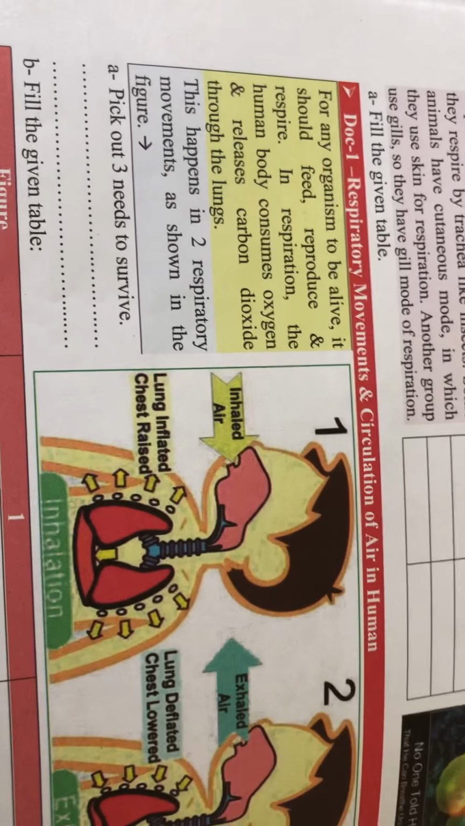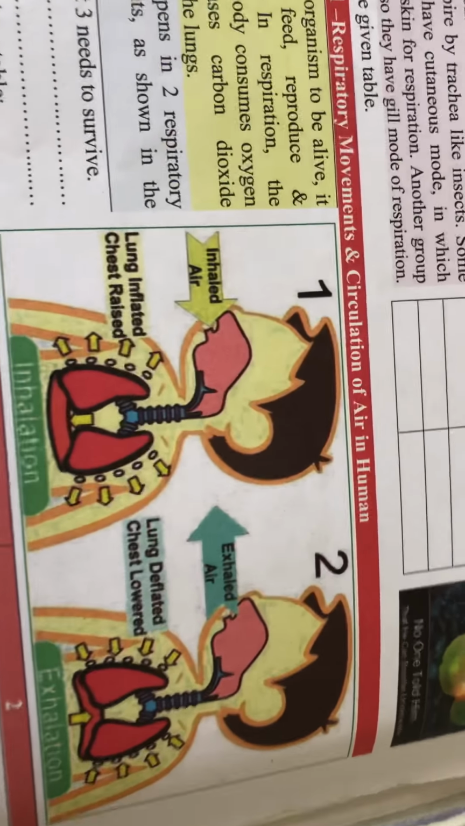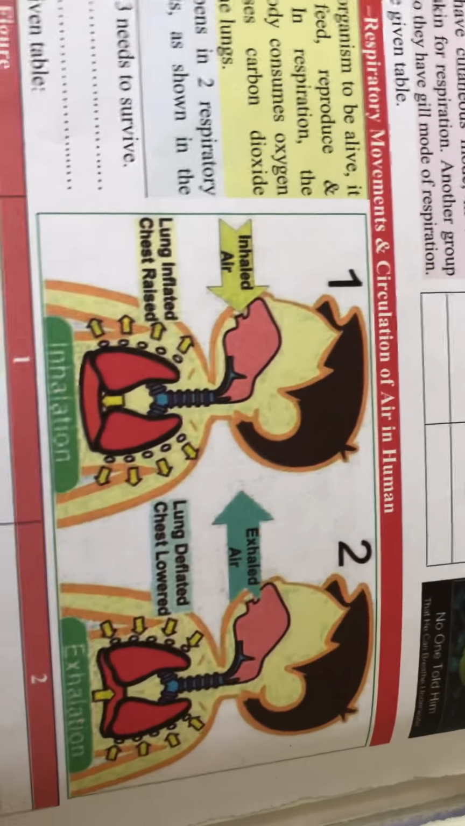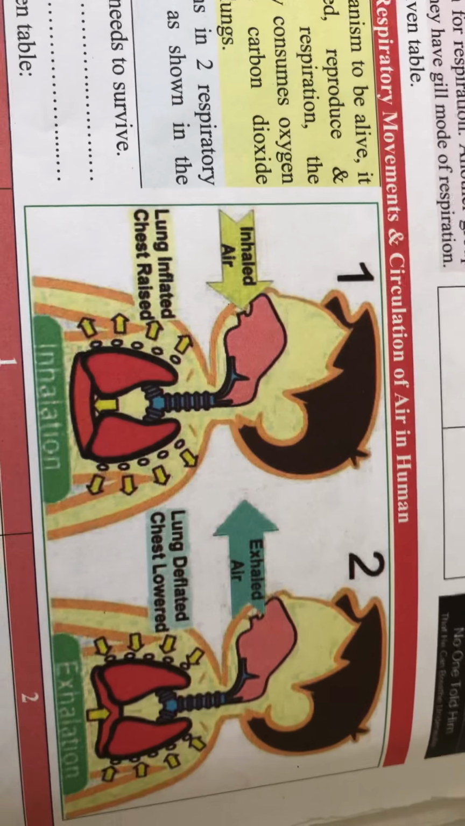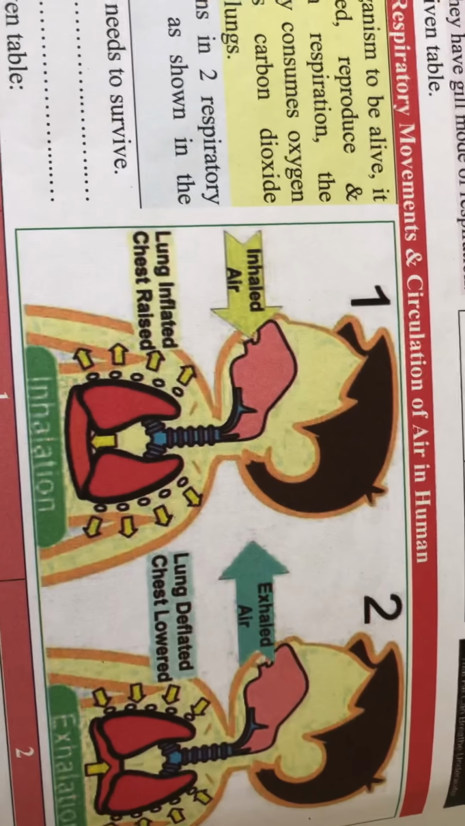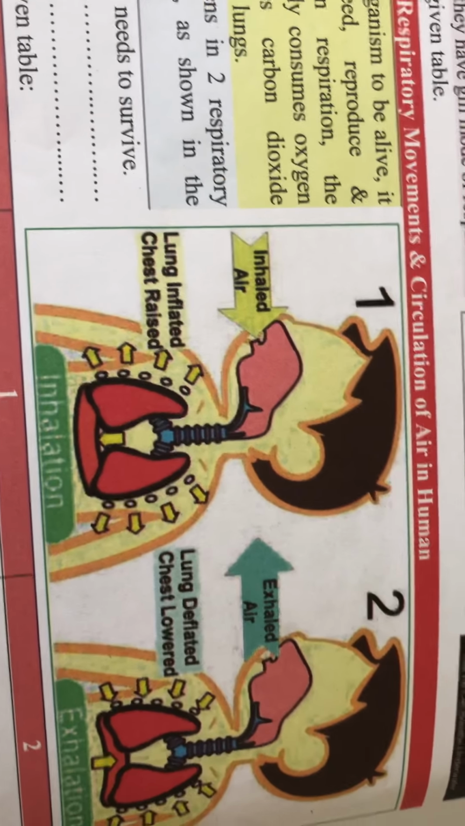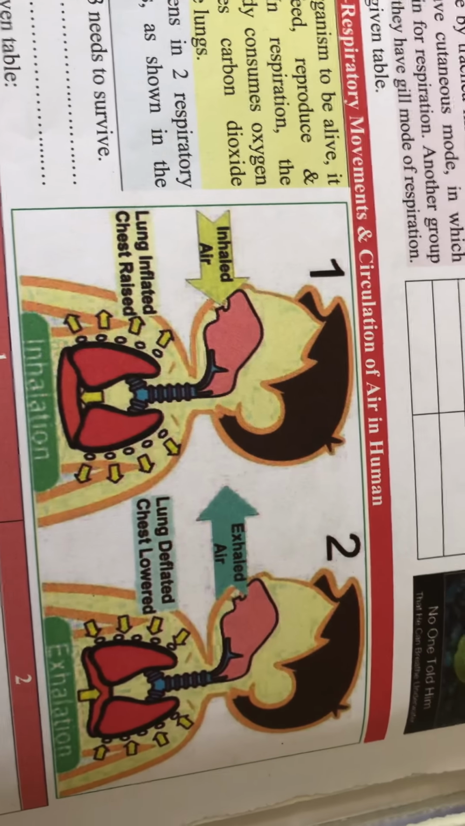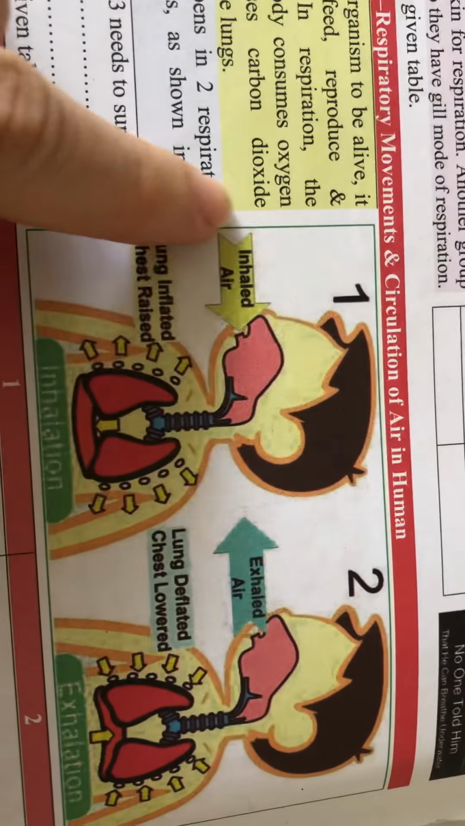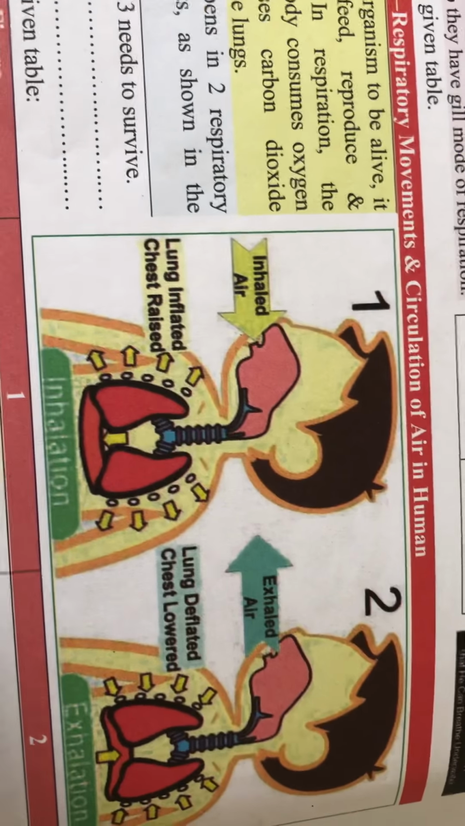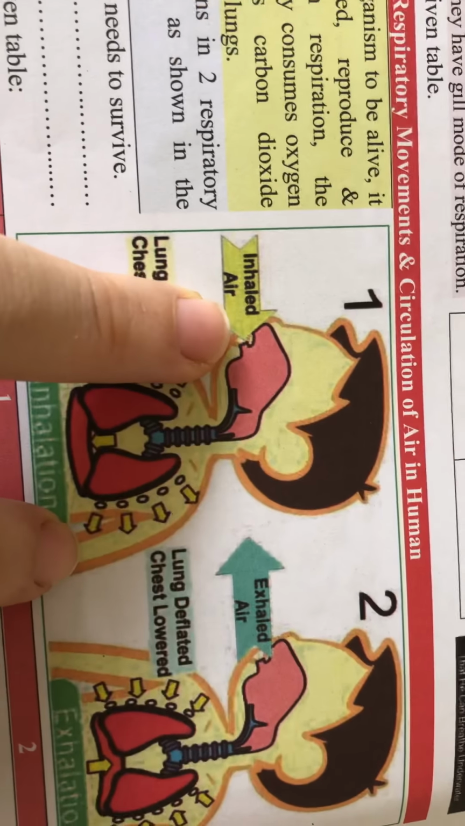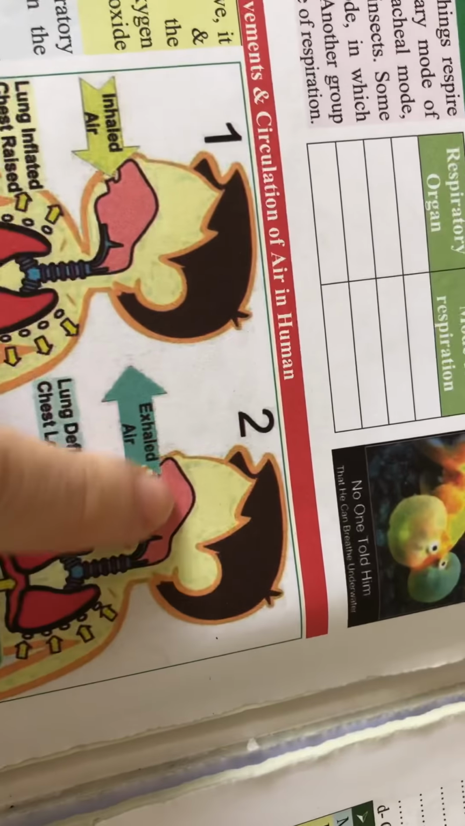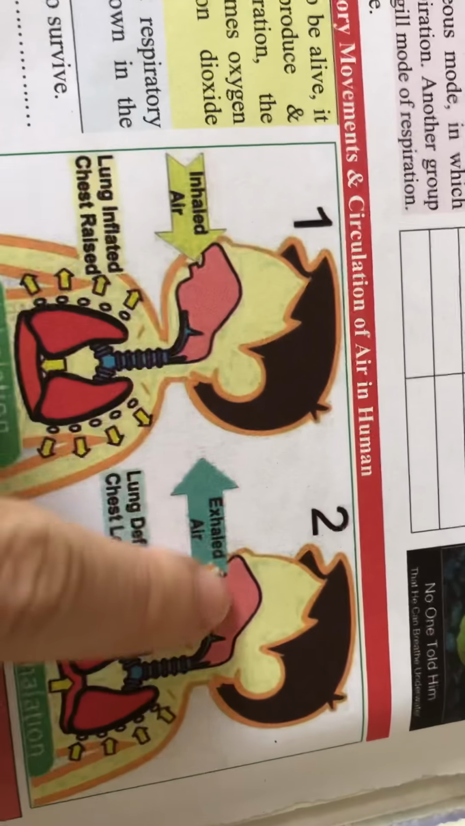This occurs through two movements. Inhalation: you take the air inside. Exhalation: you release the air outside. So these are the two respiratory movements, inhalation and exhalation. If we want to see how the gas is entering, in the first figure where you take inhalation, you have the oxygen entering. However, during exhalation, you have the release, the CO2 leaving outside.